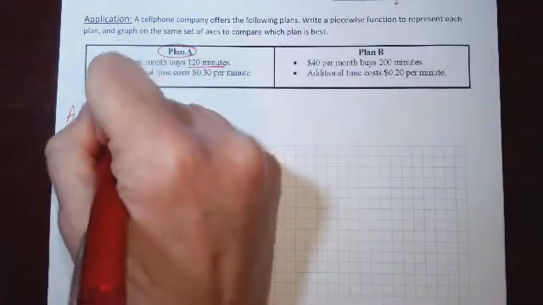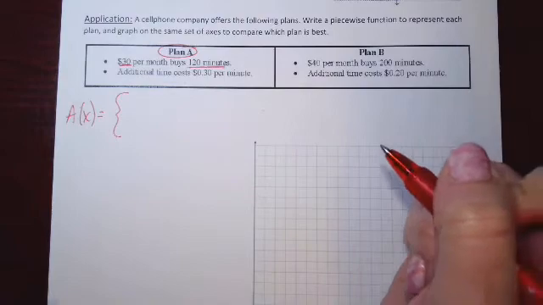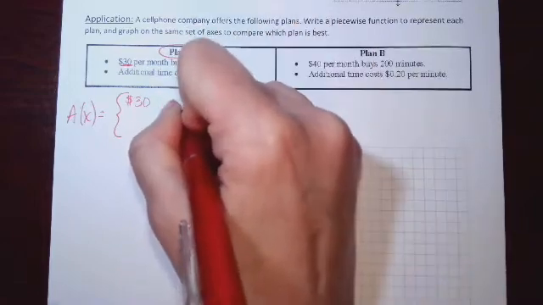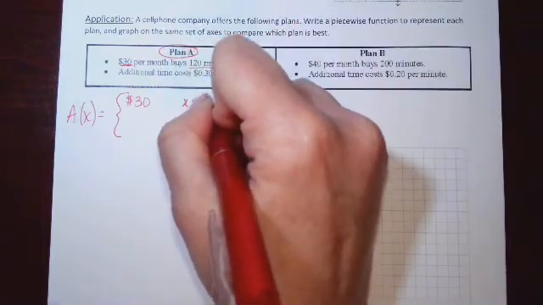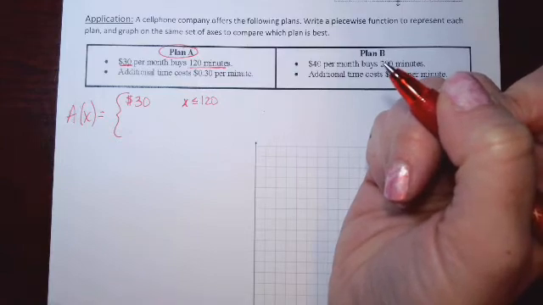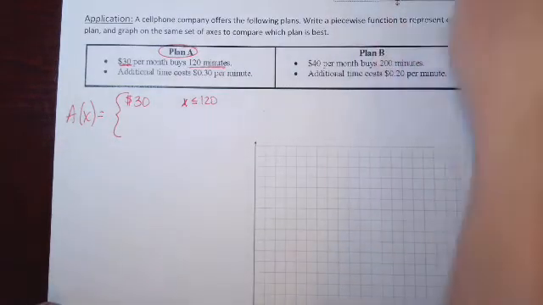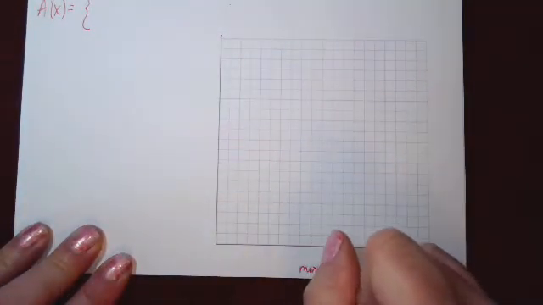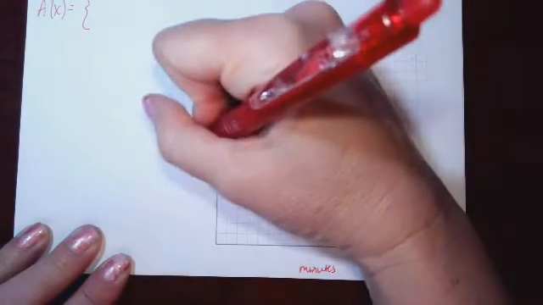A of x is, and then it's piecewise defined. So we've got 2 rules going on. It's just $30 a month as long as I have less than or equal to 120 minutes. So we're going to have minutes as our X values, dollars as our Y value. So let's think about minutes being our domain, cost is going to be our range.